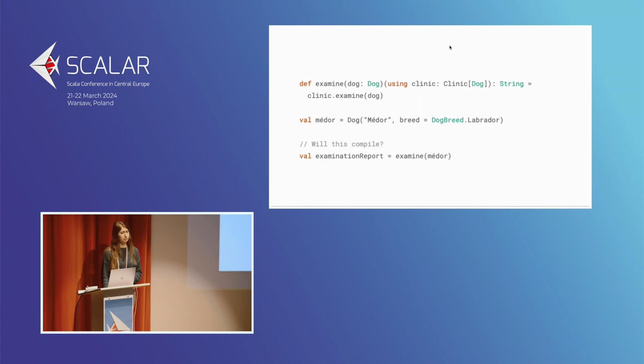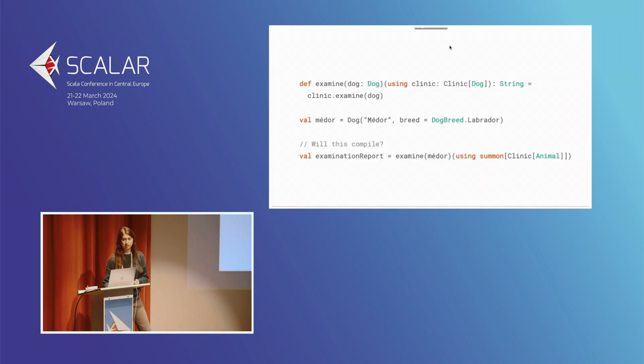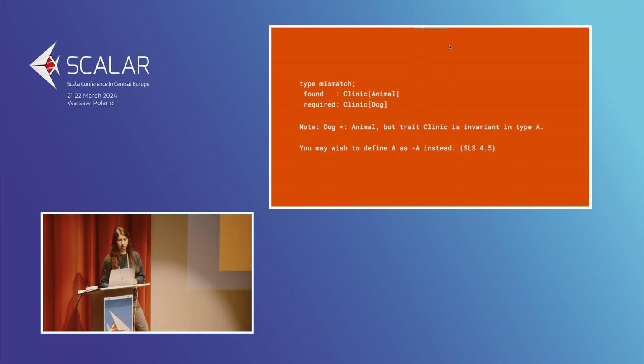So how do we get this code to compile? Because at first, it doesn't, and you get the rather unhelpful message that the compiler hasn't found an instance of clinic for dog. So again, you can try and force the hand of the compiler a little bit, giving it the instance of clinic for animal. And you will get a slightly more helpful error message telling you, well, can't compile this, but I noticed there's a relationship between dog and animal, and I think if you add this little minus sign in front of your A type parameter, that might fix your problem.